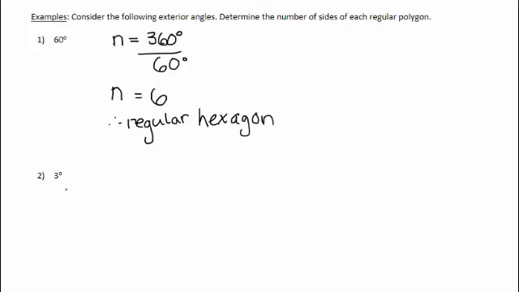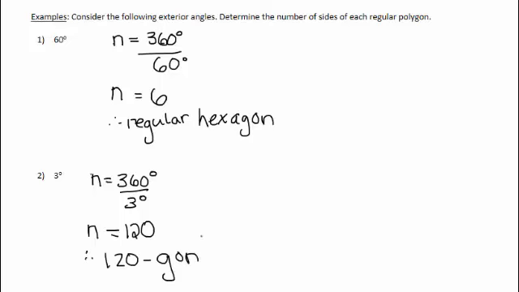Now for the second example, we can do the same thing. The exterior angle we are given is 3 degrees, and we know that all exterior angles are equal in a regular polygon. To find out how many sides it has, we divide 360 degrees by 3 degrees, and we get n is 120, meaning that this regular polygon has 120 sides. So we call it a 120-gon.